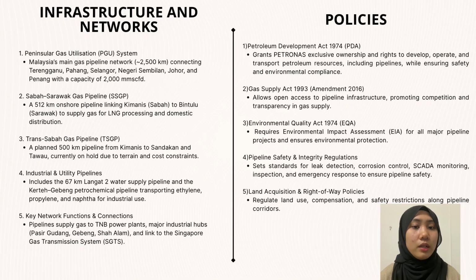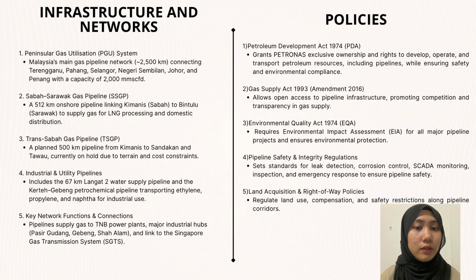Next, Industrial and Utility Pipeline include the 67 km Langat to water supply pipeline and the Kerteh to Kiban petrochemical pipeline transporting ethylene, propylene and naphtha for industrial use.